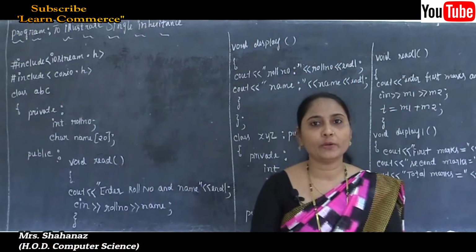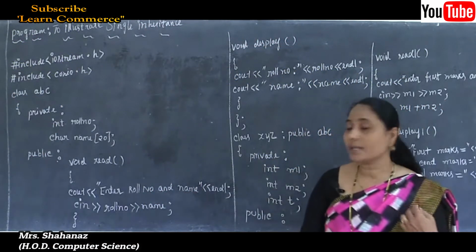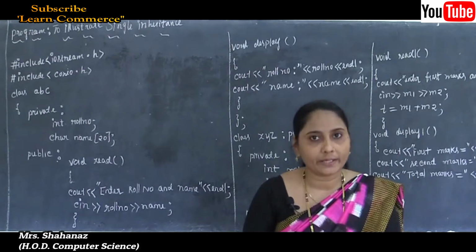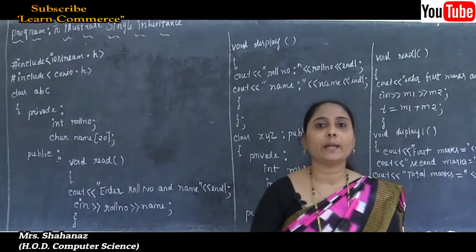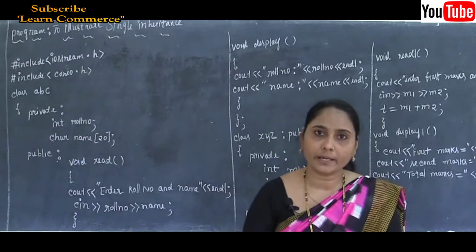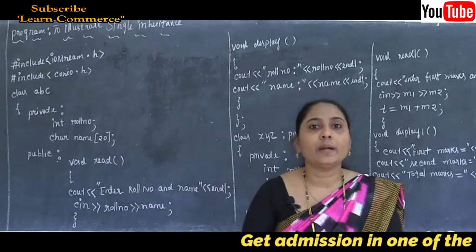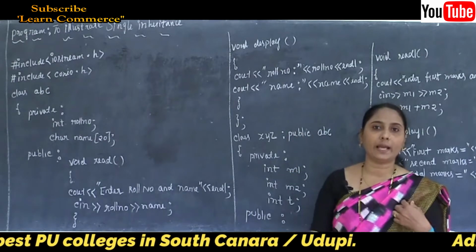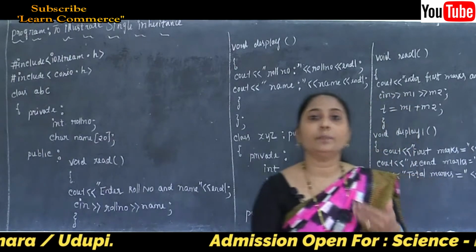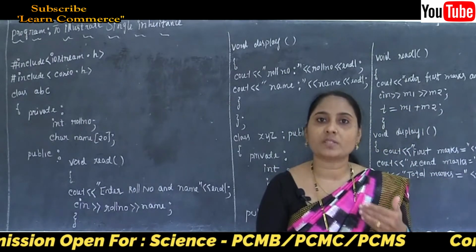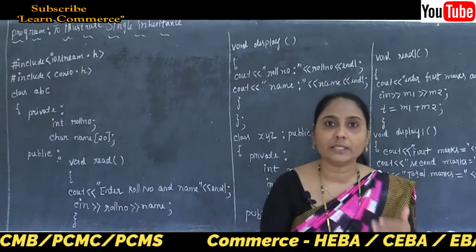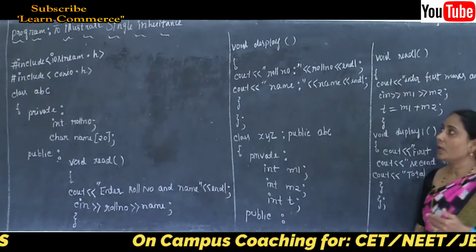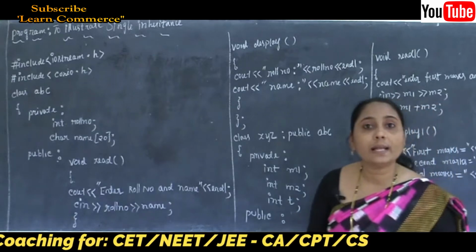Welcome to our second PU Computer Science online classes. In the last class, we already learnt the types of inheritance: single inheritance, multilevel inheritance, multiple inheritance, hierarchical inheritance, and the last one, hybrid inheritance. We already completed the meaning and a suitable example for each. Now in this concept, we are going to study one program for single inheritance.